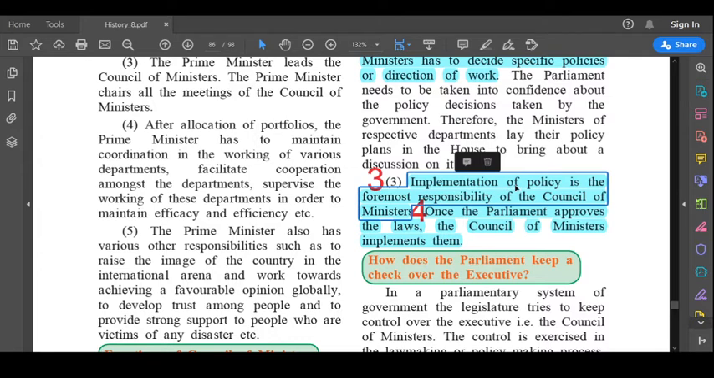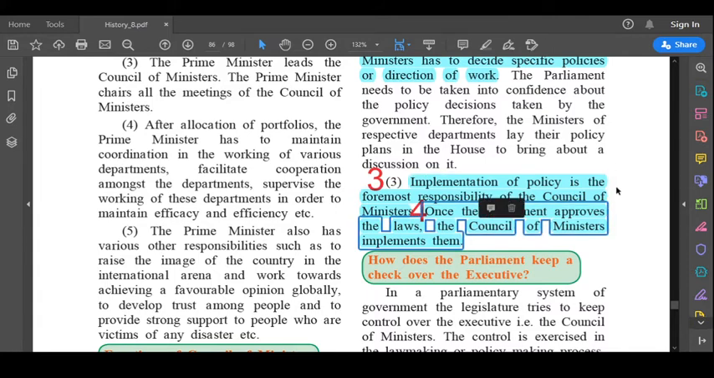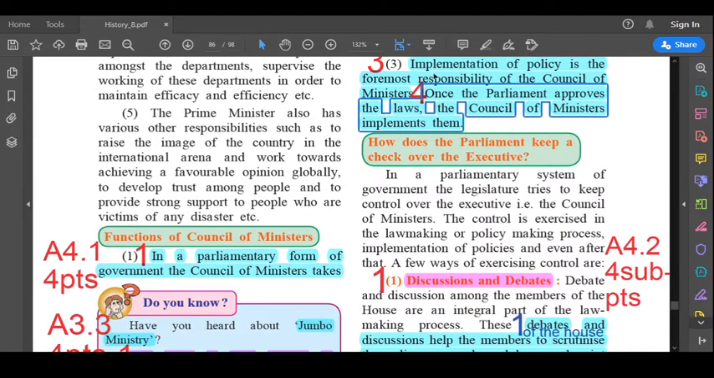Next paragraph is your third point. Implementation of policy is the foremost responsibility of the Council of Ministers. The fourth and the last point. Once the Parliament approves the laws, the Council of Ministers implements them. Till here, these are the functions of the Council of Ministers. 4 points. That is answer 4.1.